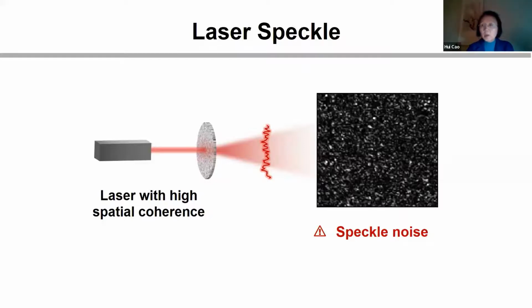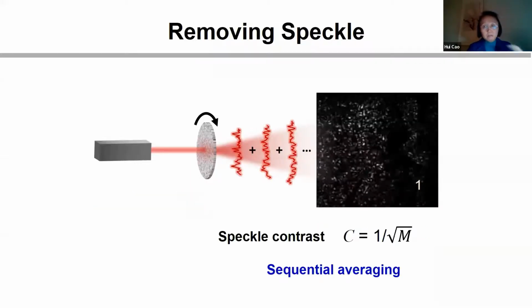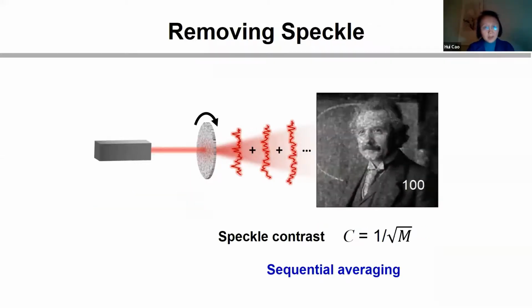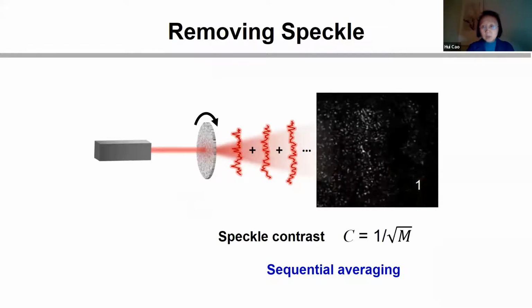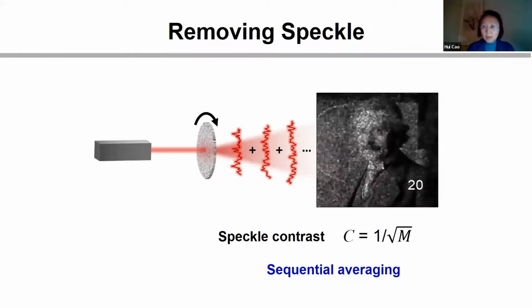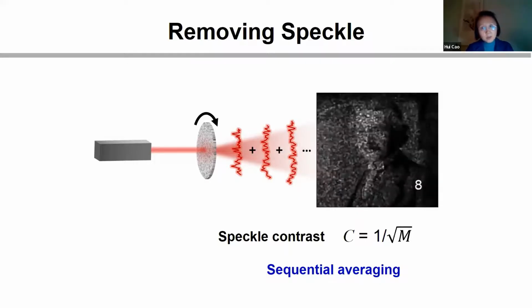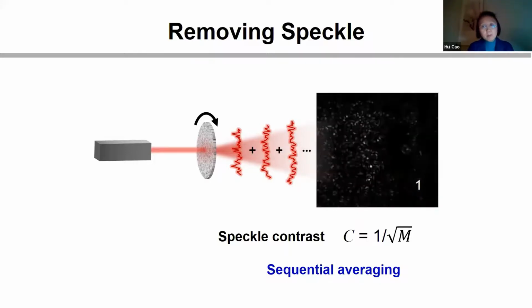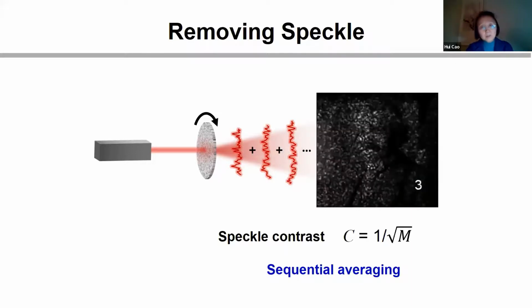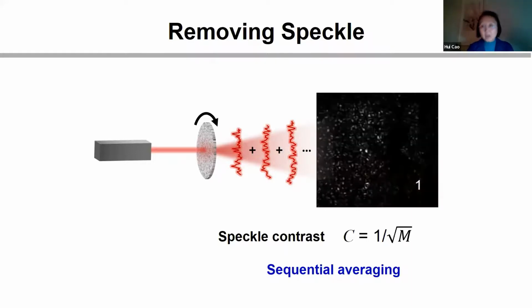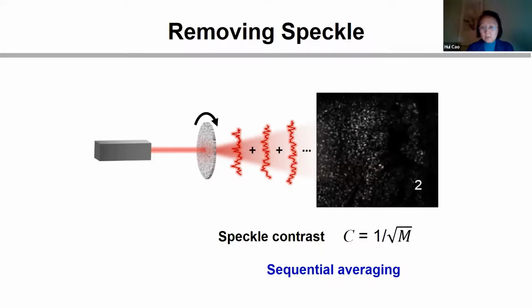So typically how people get rid of this kind of speckle pattern to really see an image is they use a diffuser, which is a disordered medium, and try to rotate it or move it. So many different speckles are generated sequentially. Then after averaging over many different speckle patterns, the speckle will be averaged out. Then we can see the image.